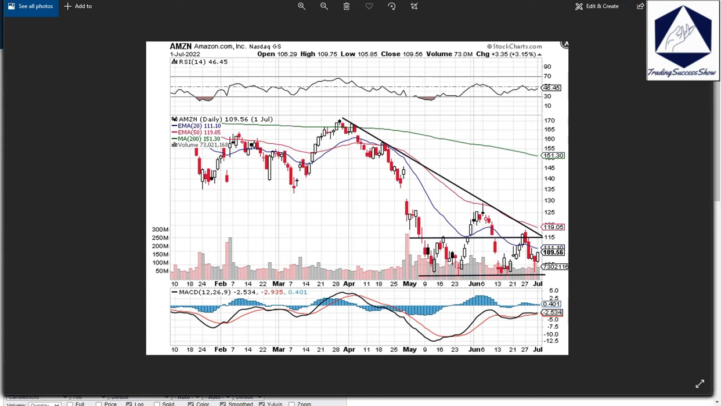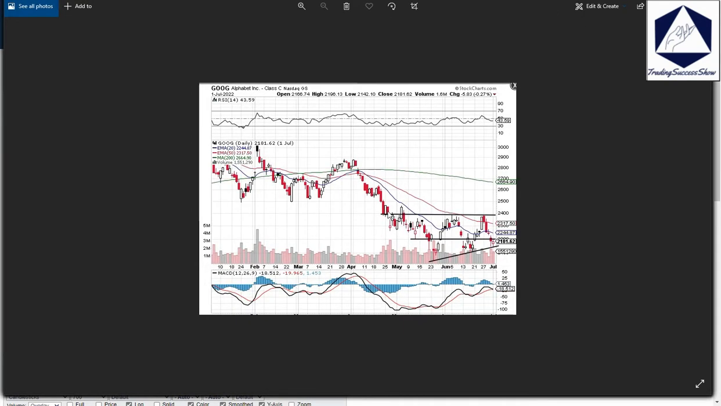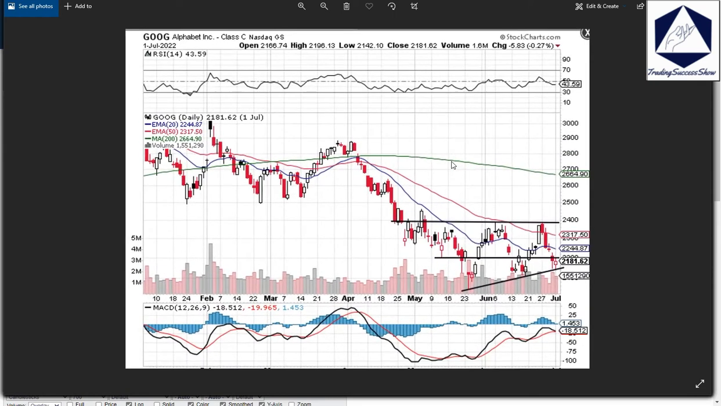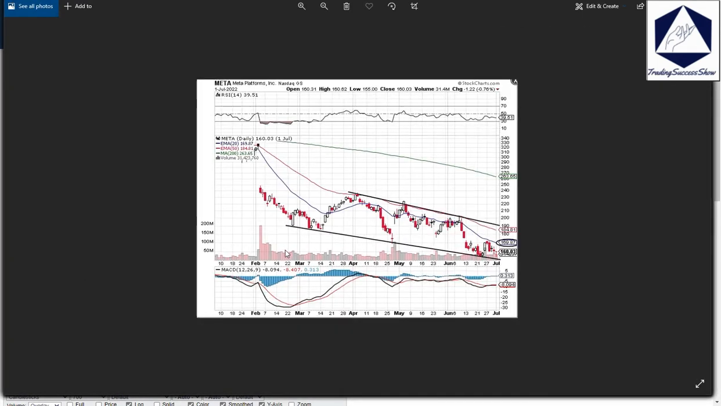Now let's take a look at Google as well. Okay, right now it is really choppy in my opinion, so keep an eye out on this area. The split is going to come in and we should be all right.